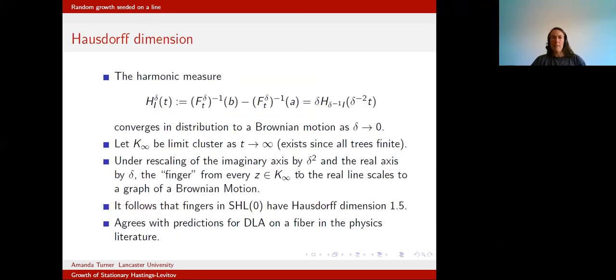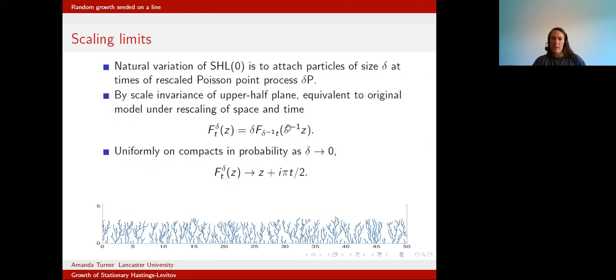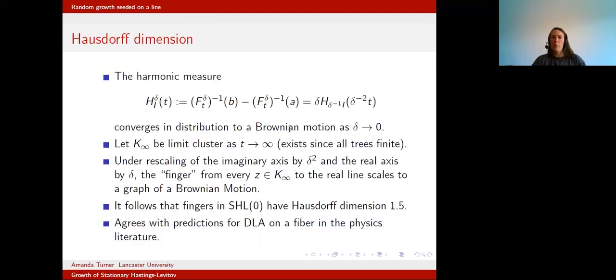What about the harmonic measure? Again, we can ask about the rescaled harmonic measure. We know that this is a martingale, and that means that if we tune our time rescaling, so this is a delta minus 2, whereas here we had a delta minus 1, so we just need to speed up time a little bit more, then we get convergence to a Brownian motion. So it's a martingale. If the limit's continuous, it must be a Brownian motion.